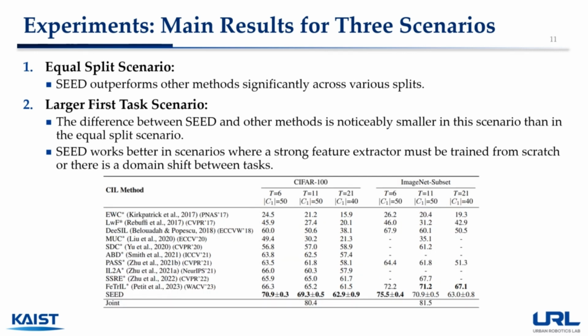In the larger first task scenario, the first task contains a larger number of classes than the subsequent tasks. The difference between SEED and other methods is noticeably smaller in this scenario than in the equal split scenario. This fact proves that SEED works better in scenarios where a strong feature extractor must be trained from scratch or where there is a domain shift between tasks.